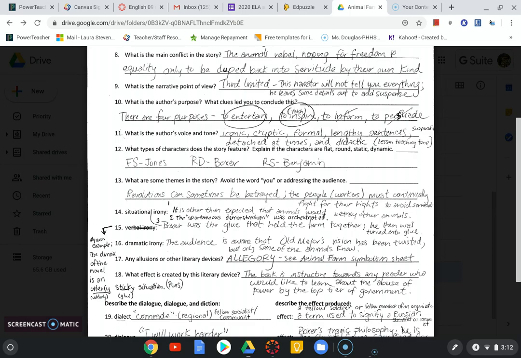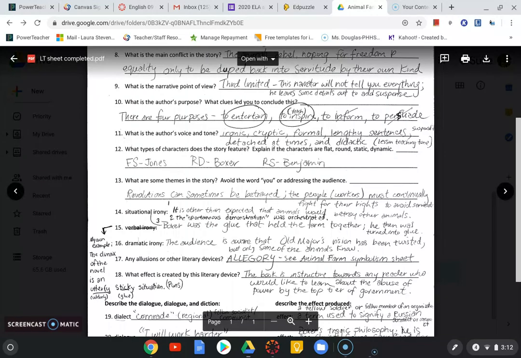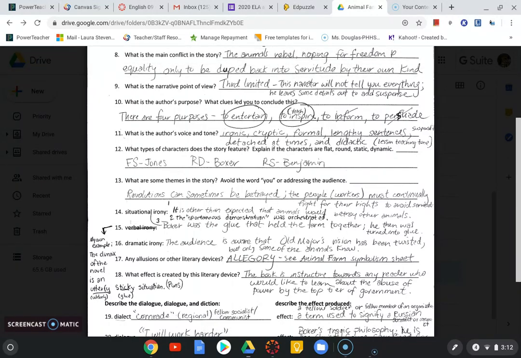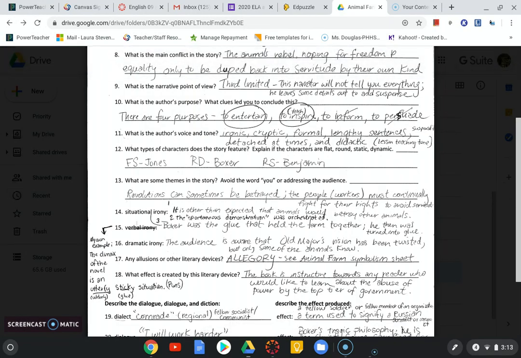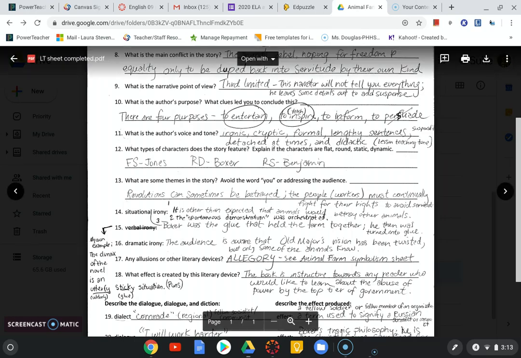So whenever they would shoot off the guns and everything, like we do on the 4th of July, it's all planned. It's not spontaneous. Okay, and then we've got verbal irony. This is puns, exaggerations, hyperbole. I couldn't really find any verbal irony in the story, but I would say here's a goofy example. This is my own example.